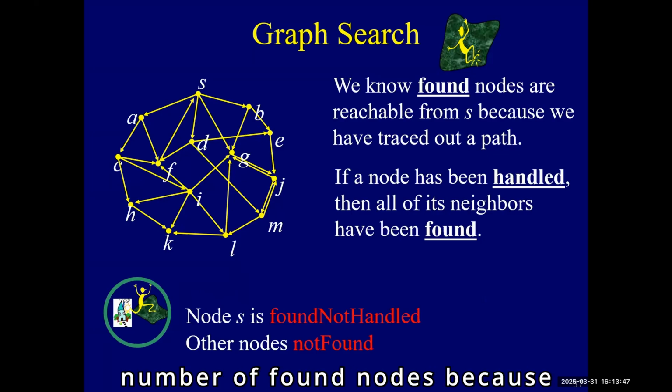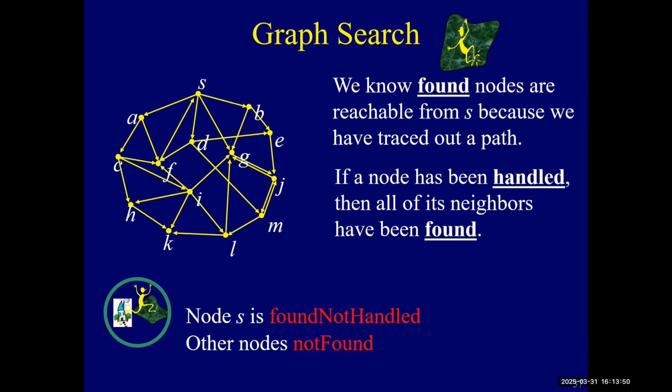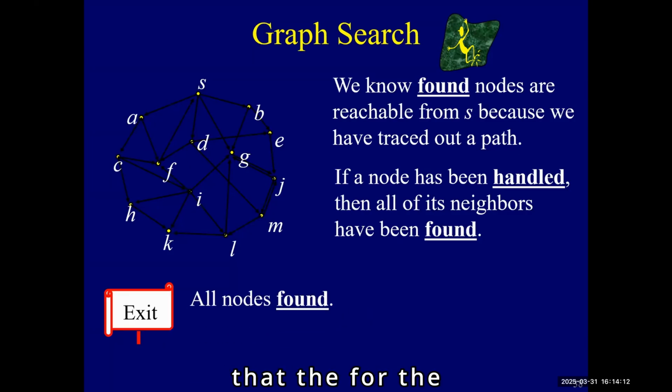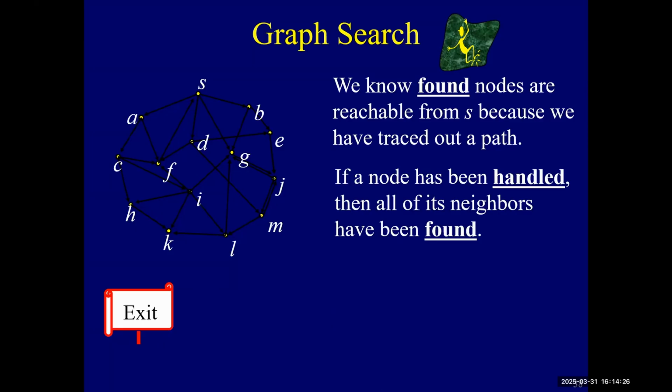We're not using the number of found nodes because we might not make progress. Handled nodes, okay. Yeah, they have a common neighbor, and how would that work? All we want is for the measure of progress to go up every iteration. These two nodes weren't handled, and I handled this one, and I handled this one. Now they're both handled. And so when can we stop?